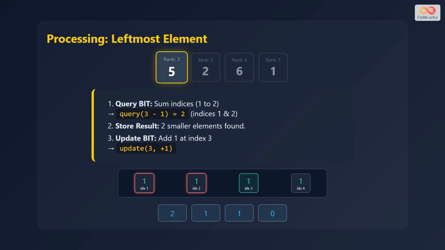Finally, we reach the first element, rank 3. We query for ranks less than 3. The BIT sums up the frequencies at indices 1 and 2, giving us a total of 2. We store this result. Then, we perform the final update at index 3.